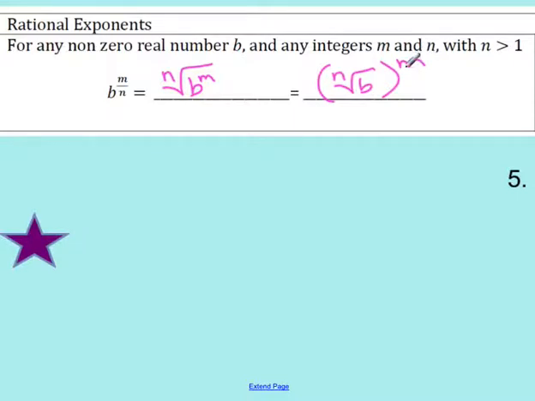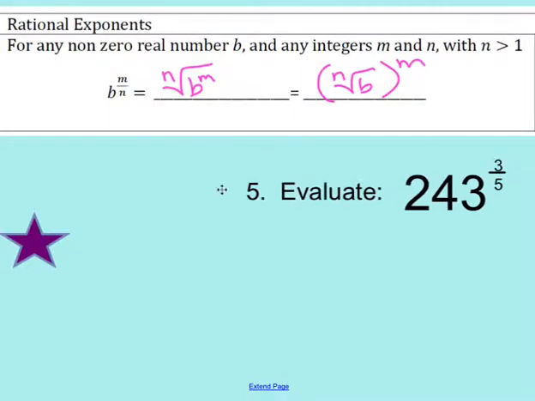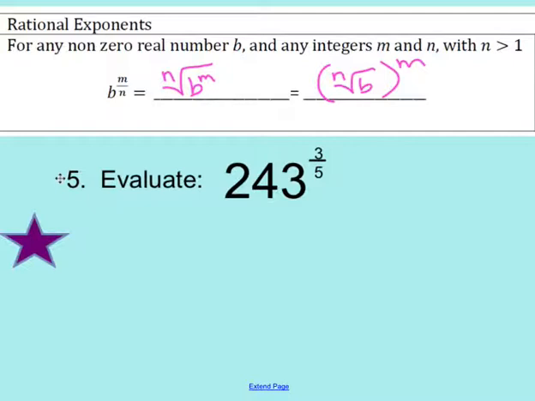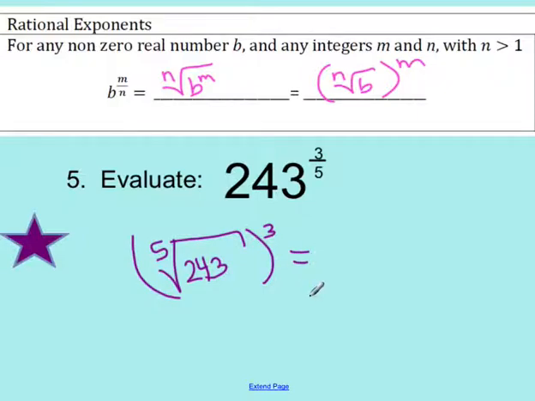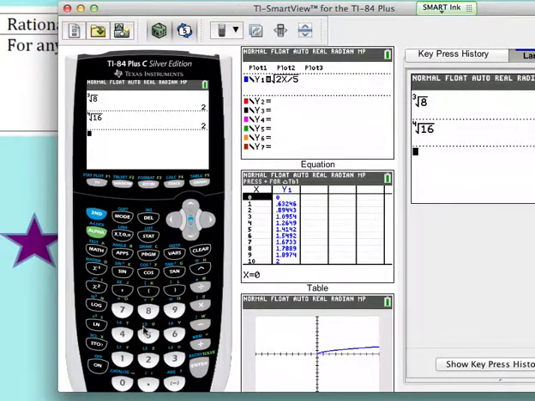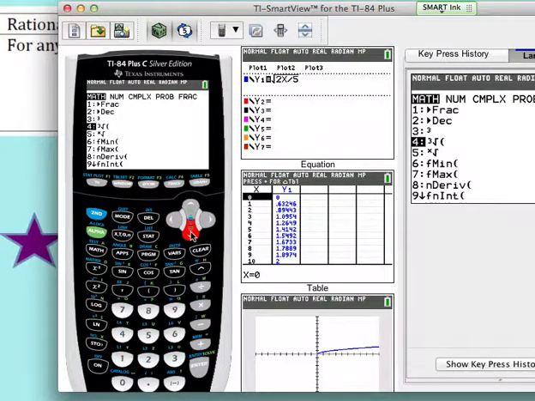Okay. So let's go ahead and look at example 5. We want to evaluate this. So it's the 5th root of 243, all, take that, to the 3rd power. Well, on your calculator, if you do the 5th root, so it's the 5th, and then I go math. Make sure you can do this on your calculator.